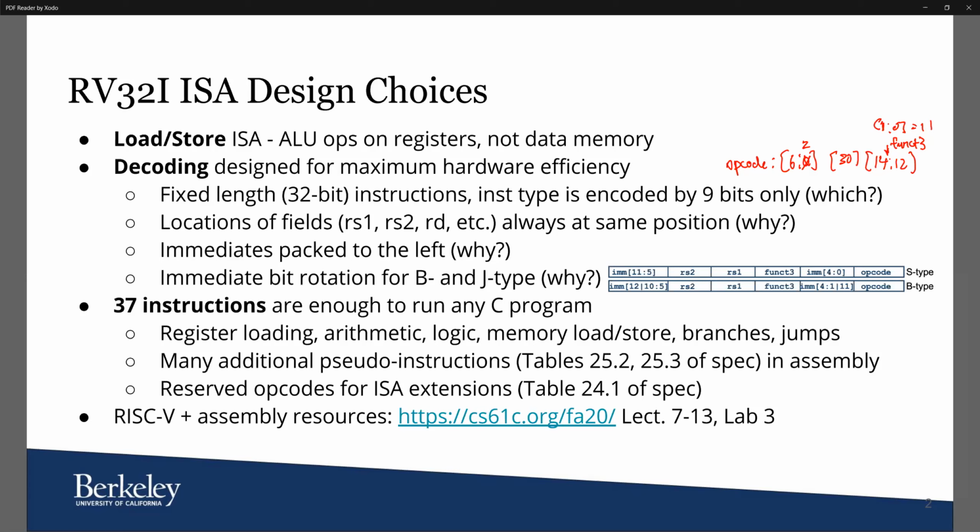You don't need a mux to decide whether the source is the register source, and it saves states and power. Correct, absolutely. Okay, this is a little more advanced.